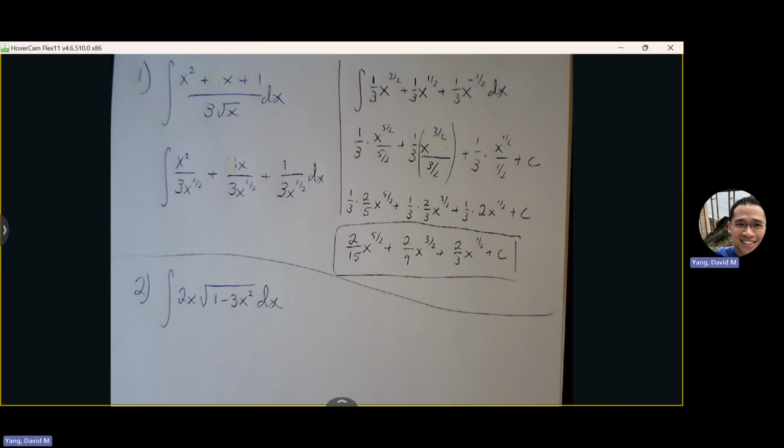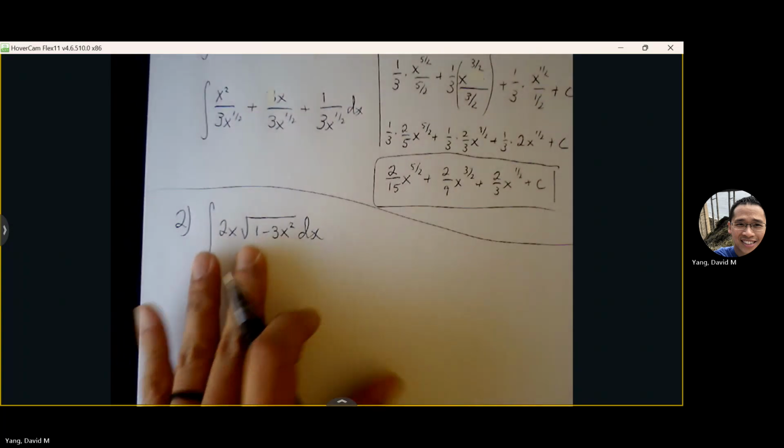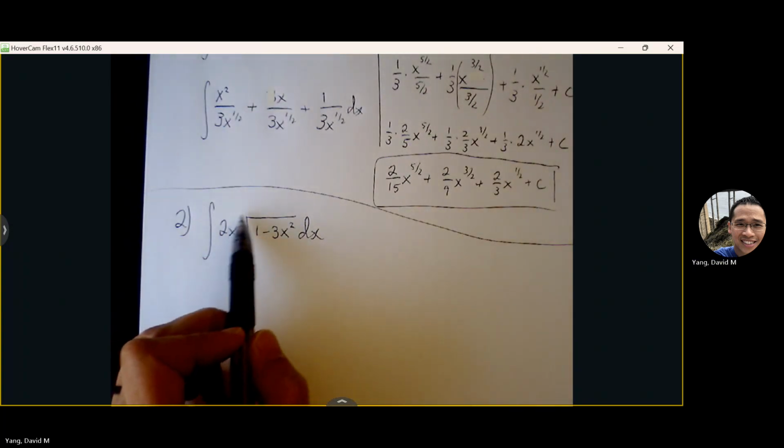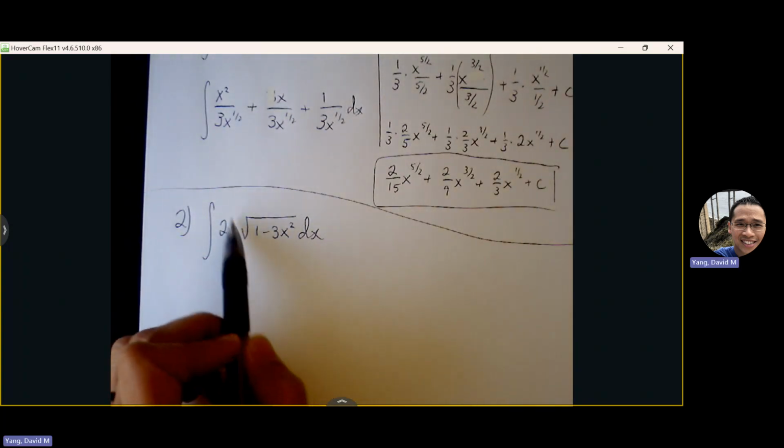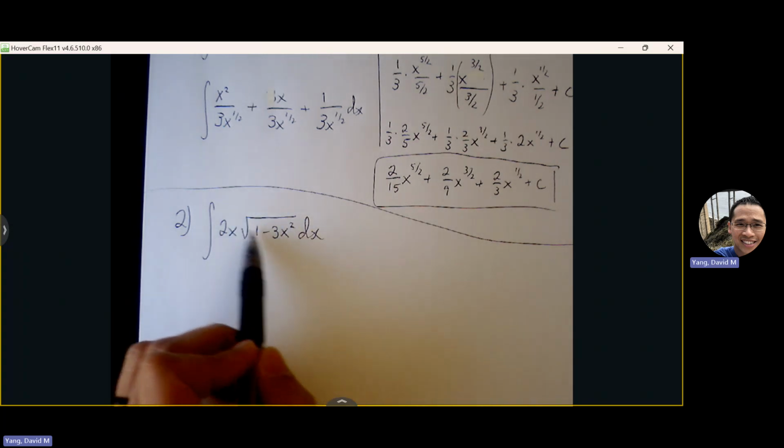Okay, what about number 2? What does that look like to you? U substitution. Because why can we not do power rule? The square root, right? I can't distribute something through a square root. I'm breaking order of operations rules here, so that's why we can't do it.